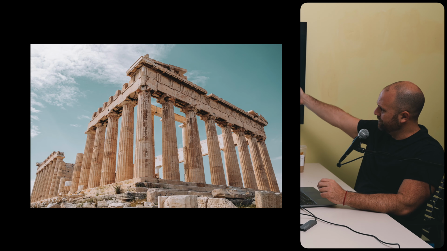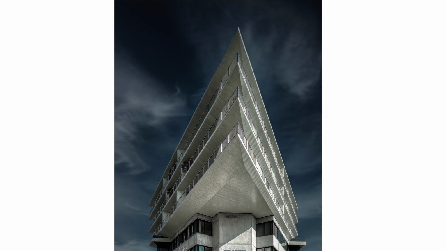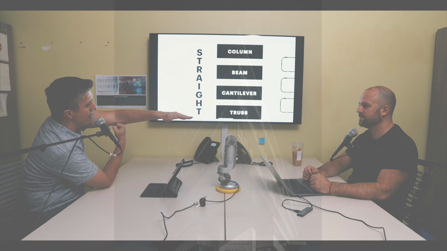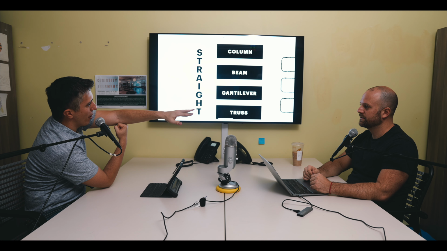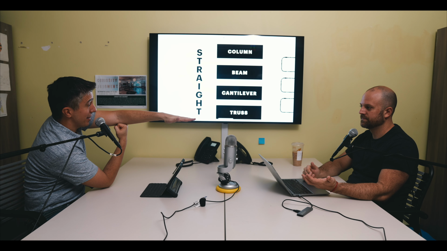And then we have this cantilever. What is that about? Fancy word for an overhang. So if you have a beam and a column that's supporting a beam, which would be my hand right here, this part where my fingers are not supported by anything, that's a cantilever.